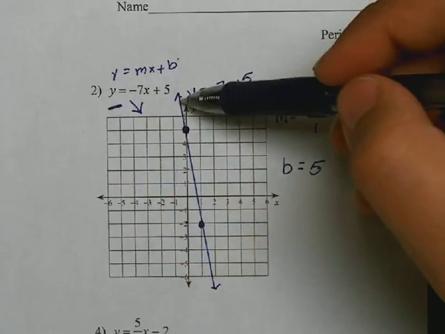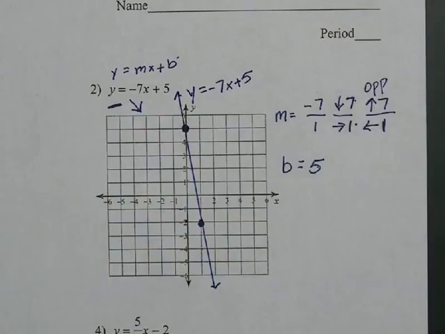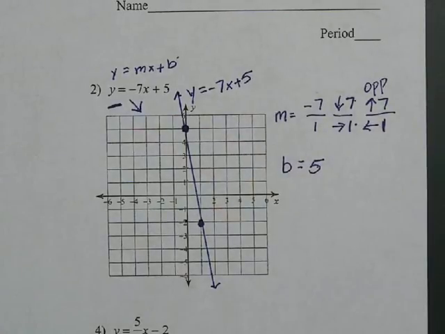Is this going down from left to right? Yes, it is. So there is our answer. You don't have to circle anything because the line is really the answer we're looking for, or a test would be looking for. Okay. Hope that helps you.